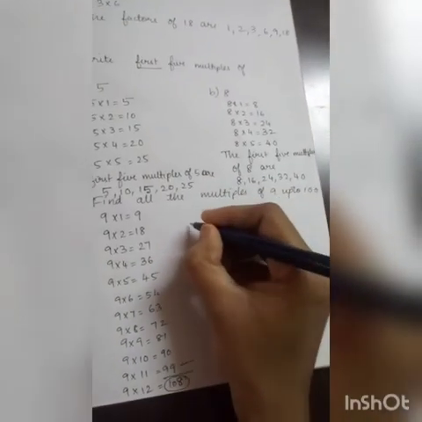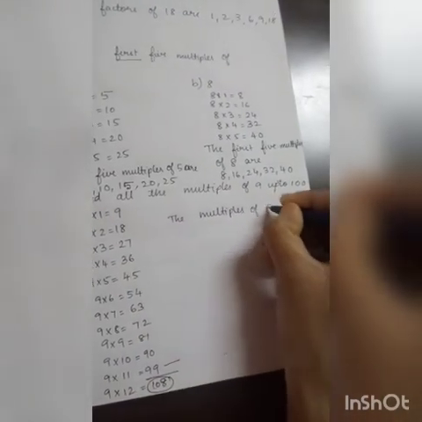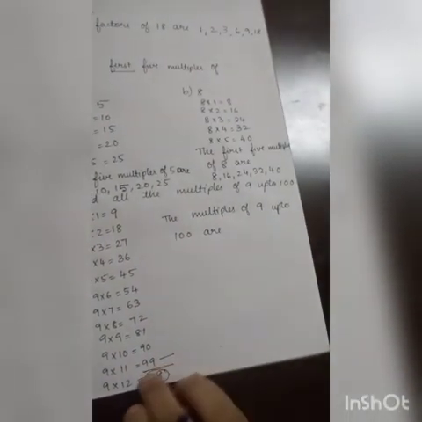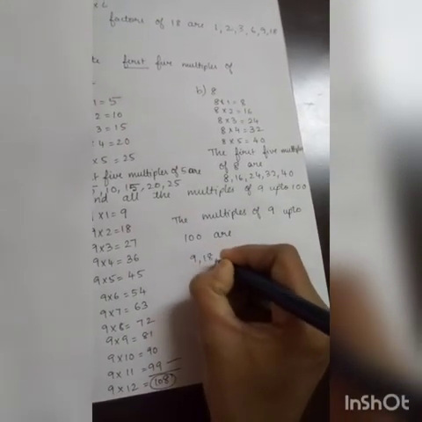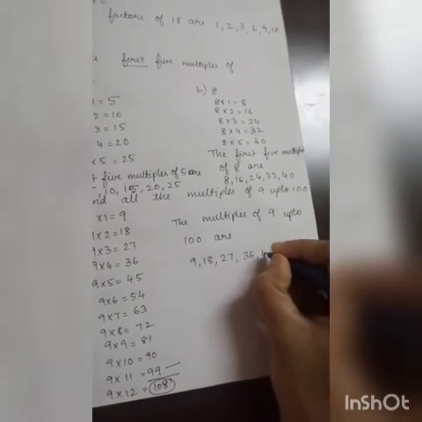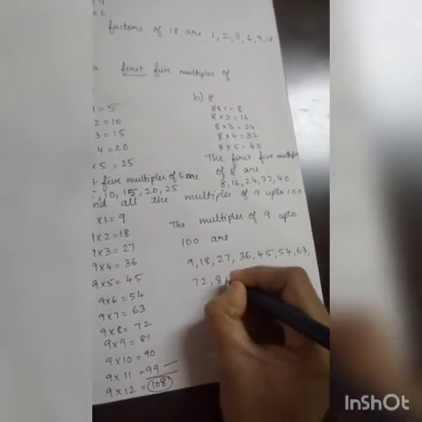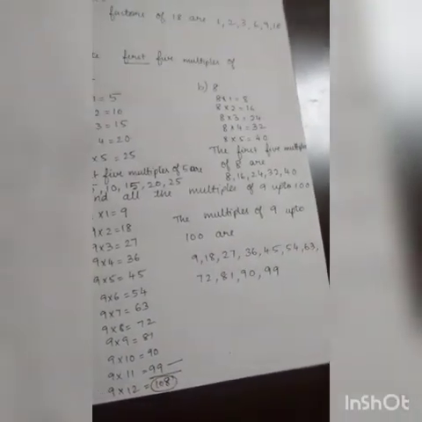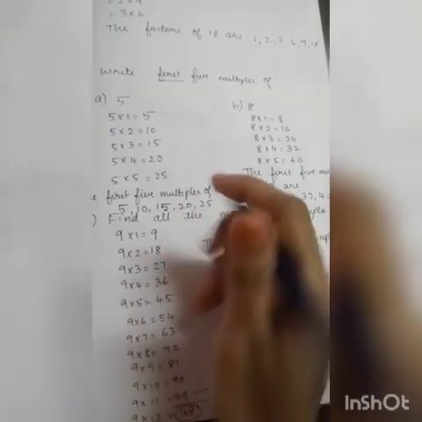So what will you write? The multiples of 9 up to 100 are, so till this only you should write, because this is more than 100. So what are the multiples? 9, 18, 27, 36, 45, 54, 63, 72, 81, 90, 99. So these are the multiples. So you should put a full stop. You should not put etc, because it stops here.